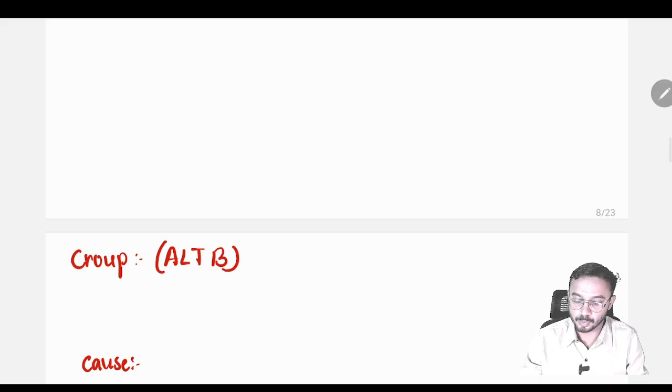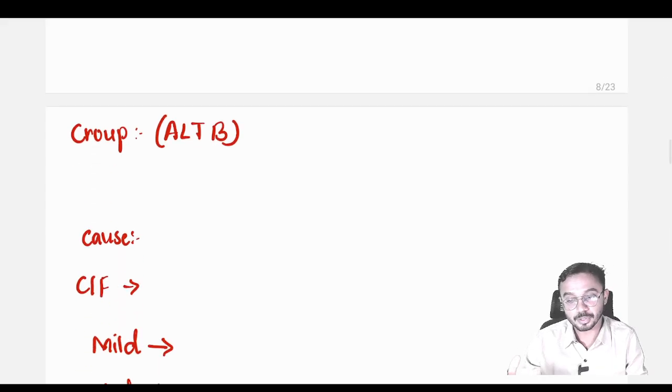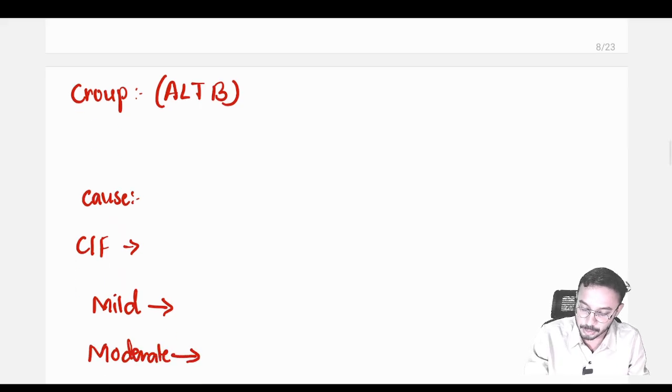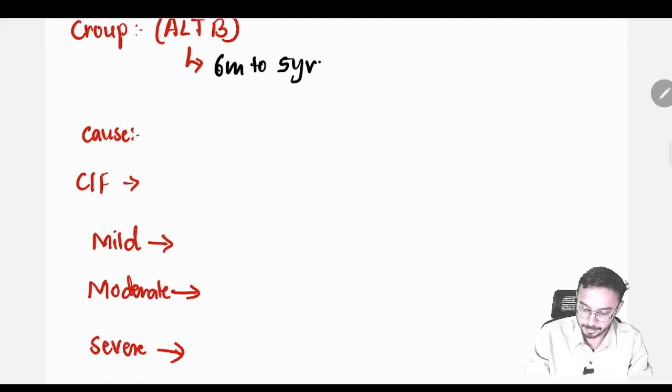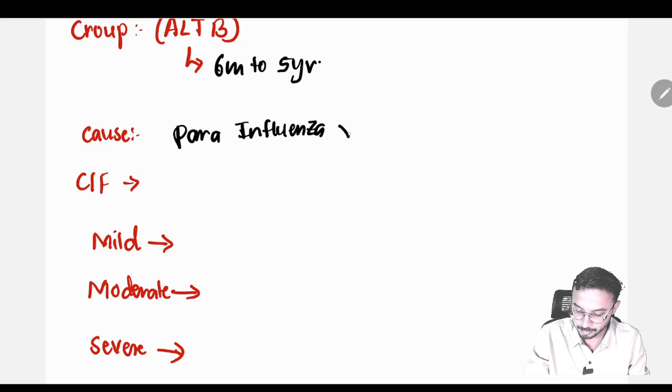And next is croup. Croup is also known as acute laryngotracheobronchitis, ALTB. So in which age group is this common? 6 months to 5 years. Okay. So what is the major cause over here? Parainfluenza virus. So the clinical complaint is stridor.